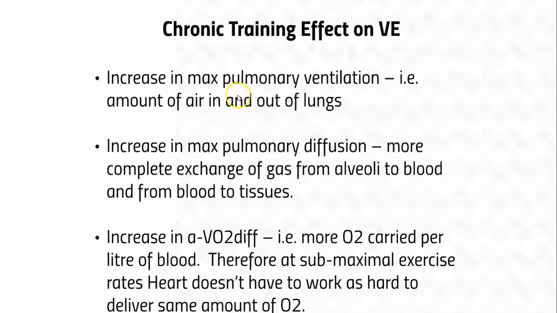Why has it happened? Well, this is what's happened. Number one, because you've been doing this training, your lungs are more elastic, your breathing muscles are stronger, and you can now fit more air in and out of your lungs in one breath. And if you can do that, that means there's more oxygen available to dump into the larger numbers of red blood cells you now have. So an increase in pulmonary diffusion occurs because you've got more blood cells that are able to pick up that oxygen. Okay, and this last one, increase in A to VO2 diff, is arterial to venous oxygen difference.